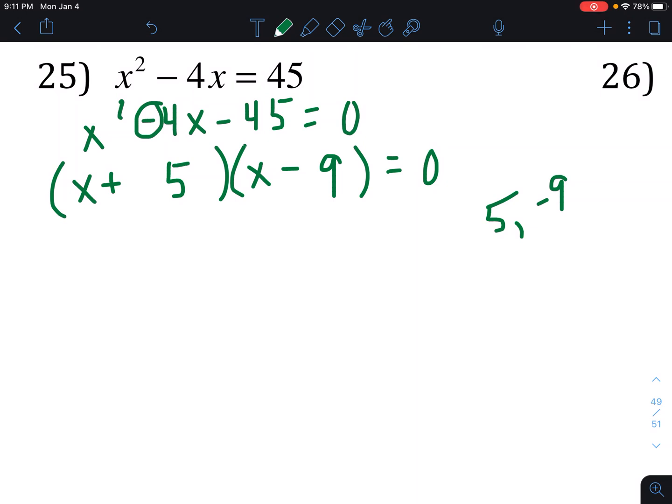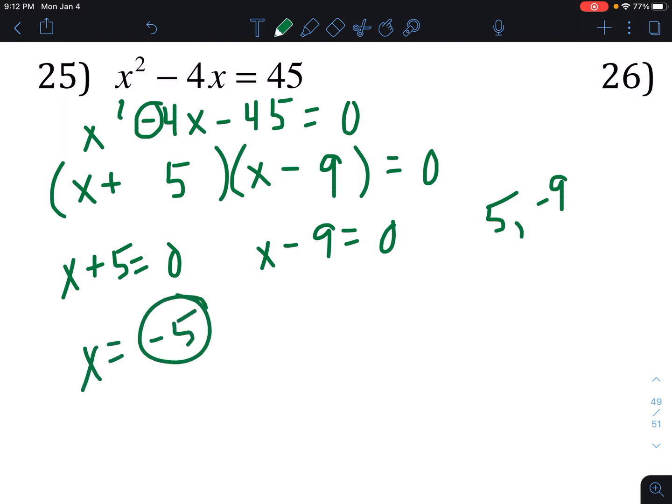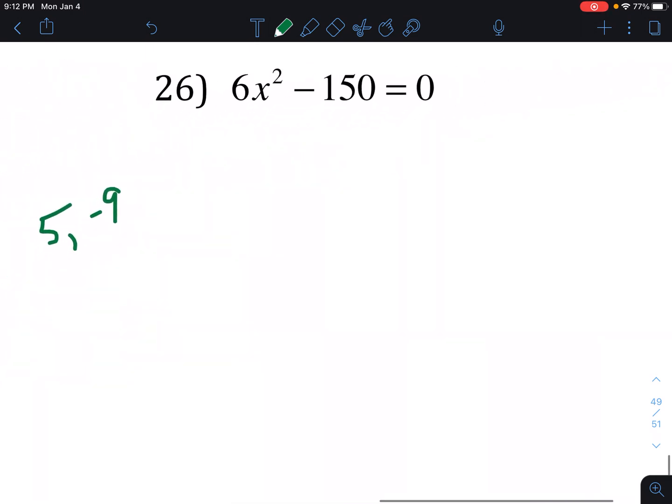And then for the answers, set each factor equal to 0. There's obviously a shortcut here when you have these easy binomials. Subtract 5, and the other one add 9. 26 is set equal to 0. Do I have a GCF? Yes, I do. It's 6. 6 does go into 150, actually 25 times.